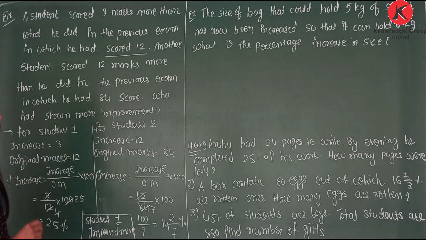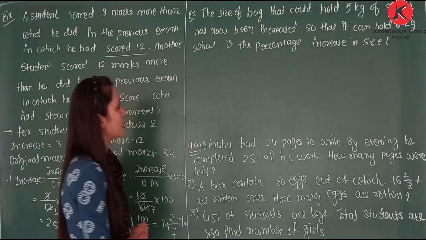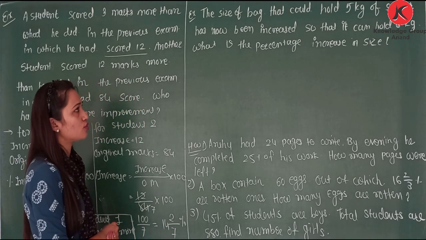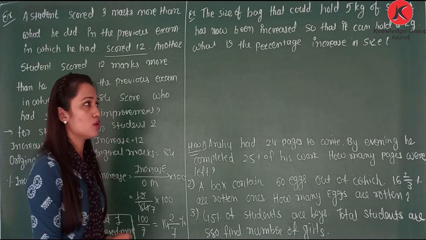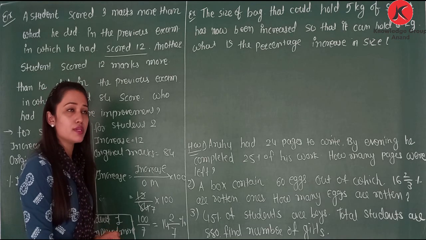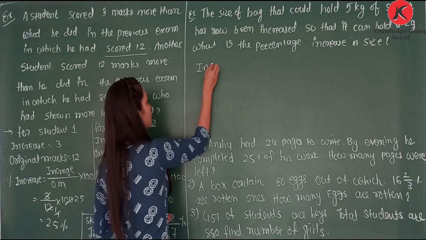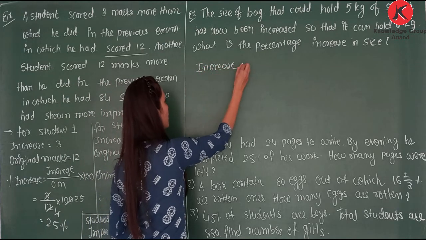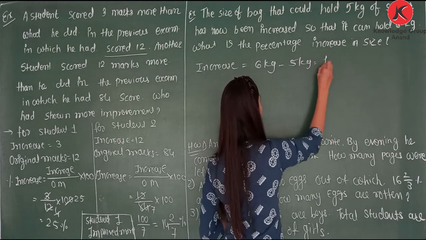Clear? Now next one. The size of bag that could hold 5 kg of sugar has now been increased so that it can hold 6 kg. What is the percentage increase in a size? So here weight of sugar bag is 5 kg. Now it is increased by 6 kg. So increase is how much increase in a weight? 6 kg minus 5 kg, that is 1 kg.